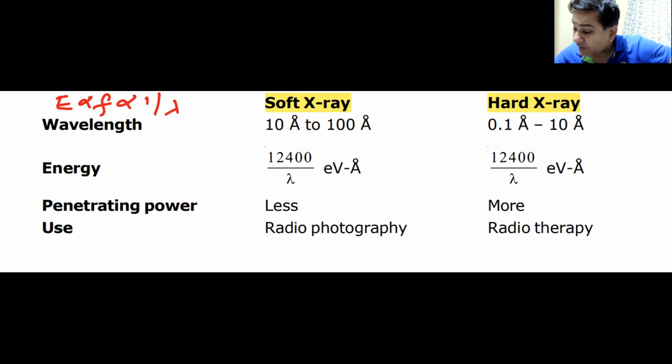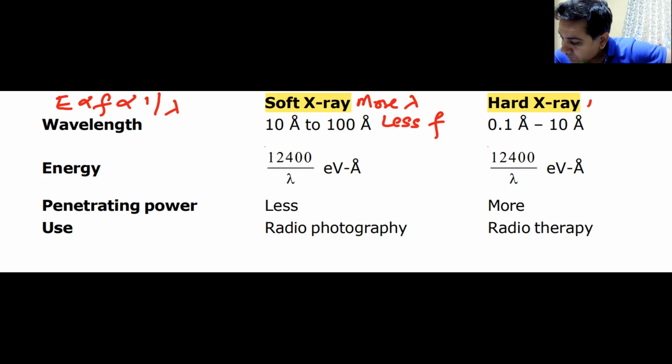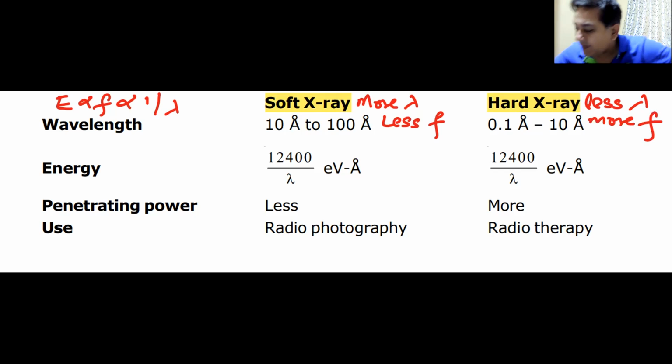That means soft X-rays will have more wavelength and less frequency. Do we understand this? Yes, sir. Whereas your hard X-ray will have the opposite of this. What is the opposite of this? Less wavelength and more frequency. Do we understand this? Yes, sir.